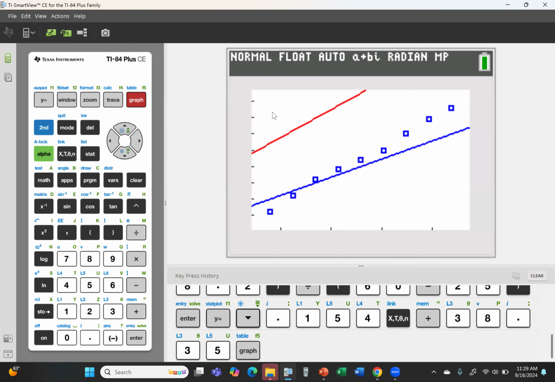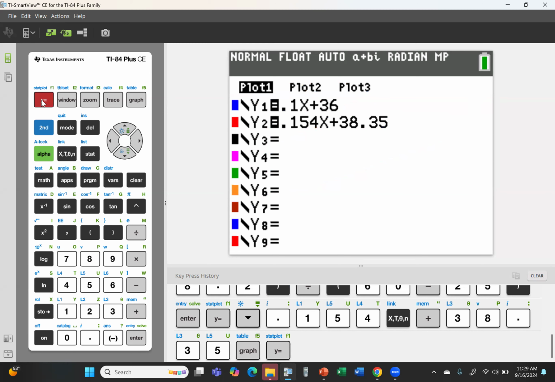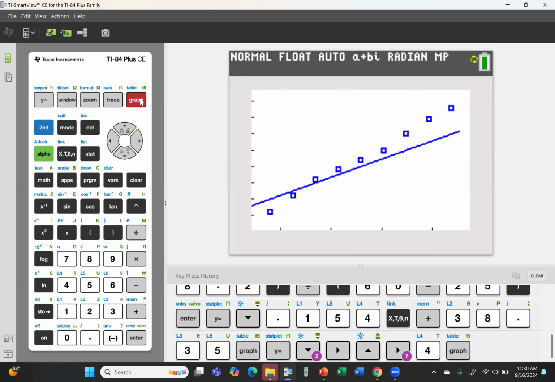Oh, I got a mistake somewhere. What's my mistake? What did we do? Oh, 34. It helps if you put in the right number, doesn't it? It's 34, is it not? Is that better? I think so. Much better, much better, much better.